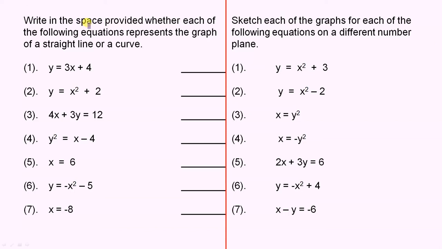Let's see what's required. So for this part here, from 1 to 7, we have to write in the space provided whether each of the following equations represents the graph of a straight line or a curve. So here you either write straight line or curve, and here straight line or curve. So you do that for those 7. So you look at each of the equations and you need to decide whether the equation represents a straight line or a curve. And this was explained very simply in the lesson on this topic. And so if you saw that lesson, this will be quite easy to do.